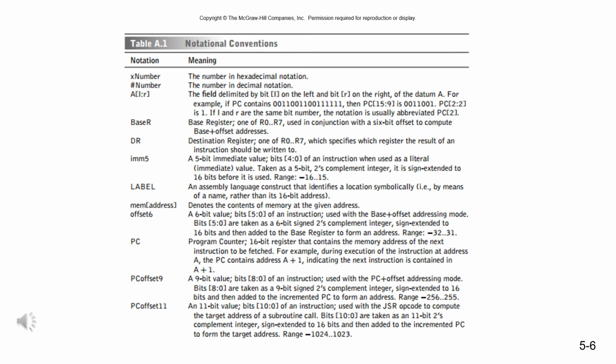PC stands for the program counter. PC offset 9 is a 9-bit 2's complement, sign extended offset used with the PC plus offset addressing mode. And PC offset 11 is an 11-bit 2's complement, sign extended offset used with the JSR opcode, jump to subroutine.